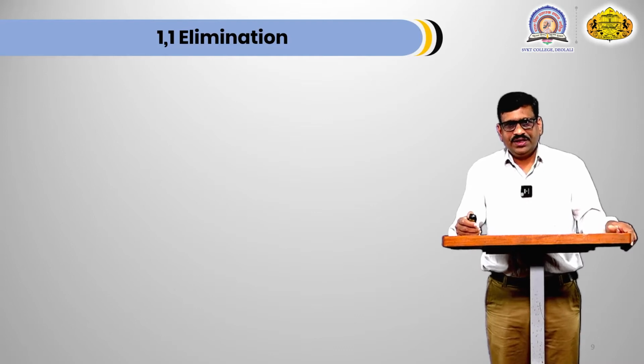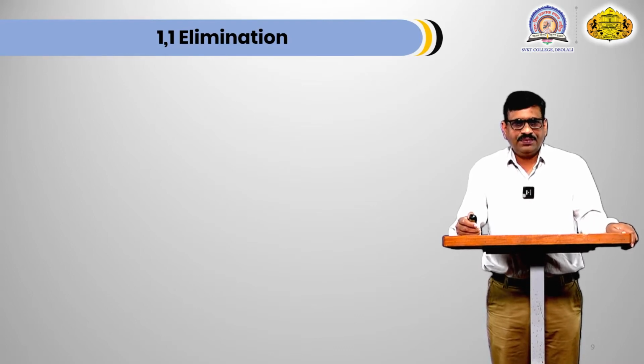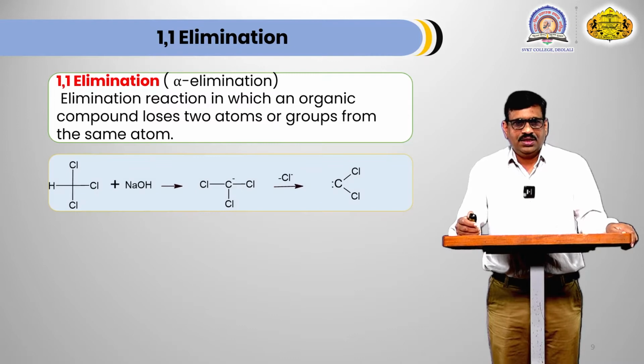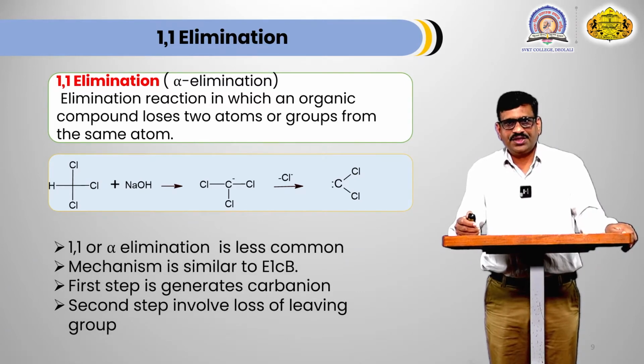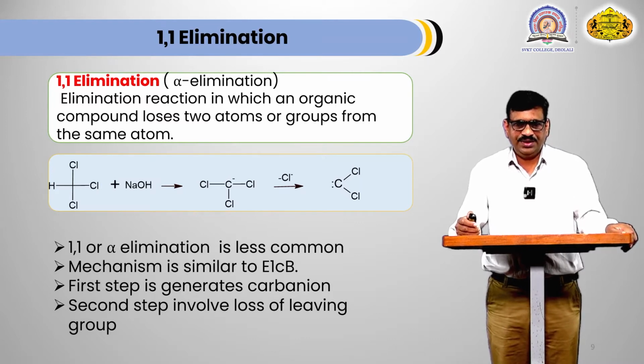Now, type of elimination reaction, 1,1 elimination. In 1,1 elimination, both atoms or groups departing from the starting compound belong to the same carbon atom. This is the example of 1,1 elimination. In this case, hydrogen and chlorine atom, which are associated with the same carbon atom, are eliminated and there is formation of dichlorocarbene as the product.